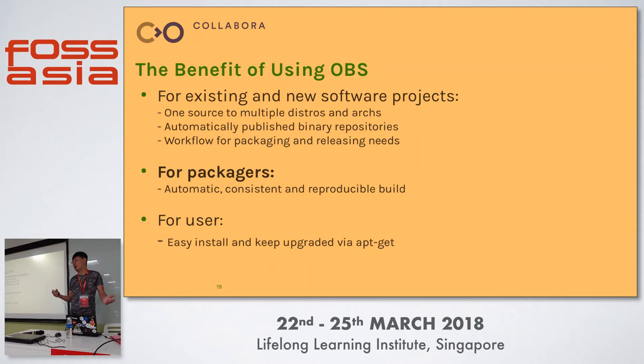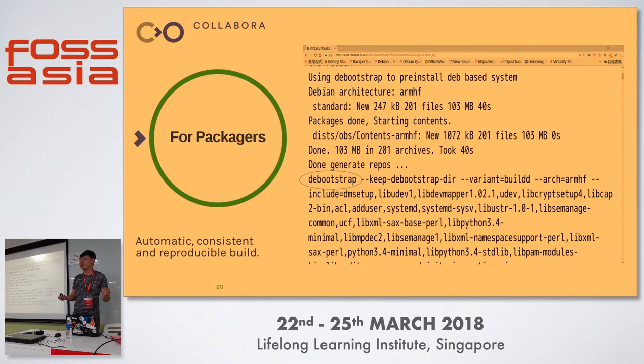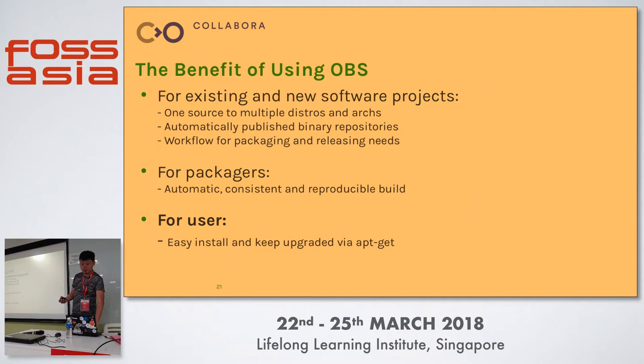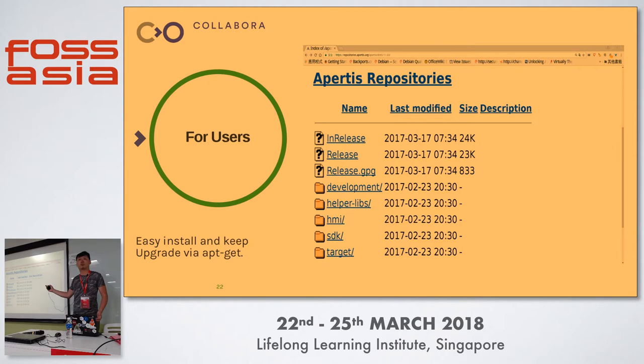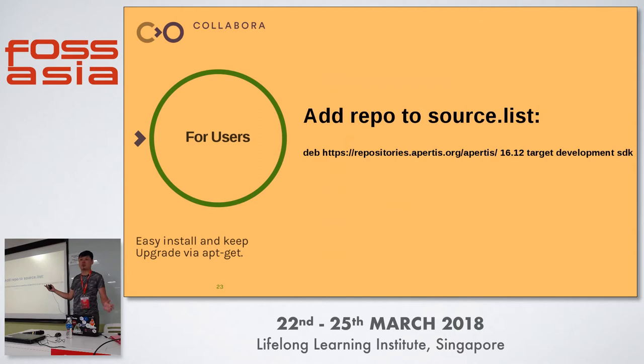Okay, and then for our package maintainers, for packagers, the obvious benefit is that they can always use debootstrap to create a clean chroot all the time. So you can have reproducible and consistently built packages. And if you are a user, the OBS generates a very nice repository for apt-get. So you can just put that sources list in your distribution, and then you can check the package updates.